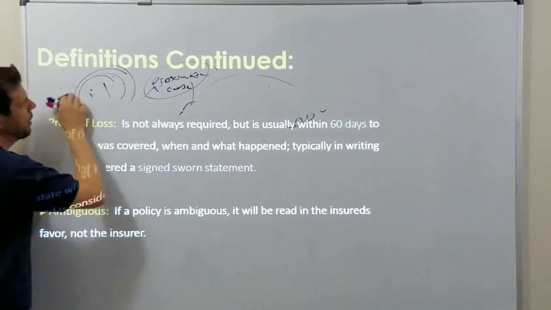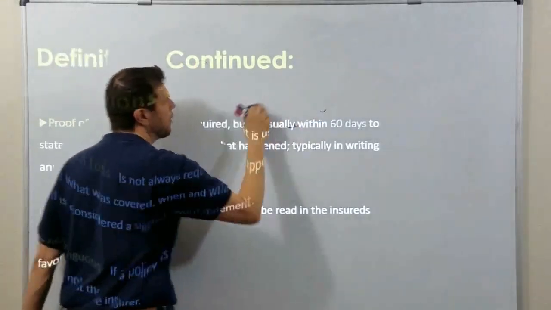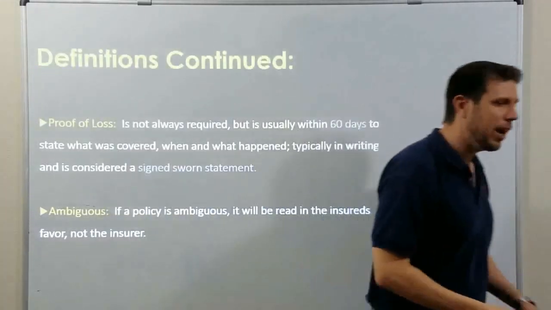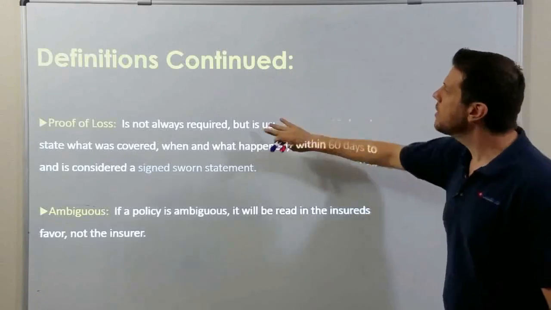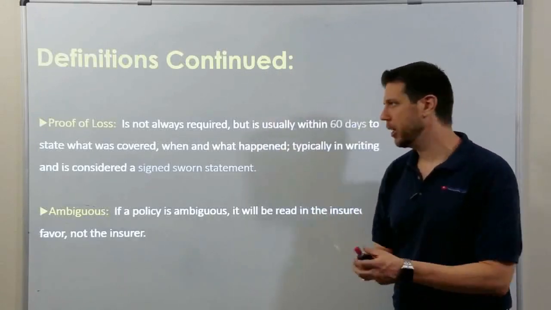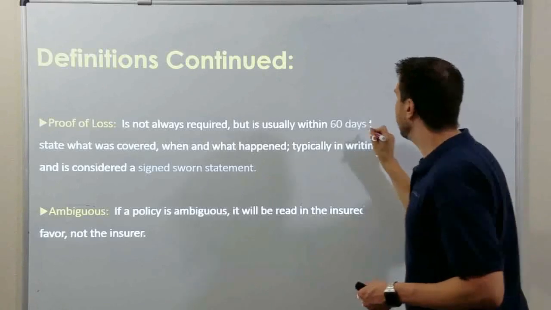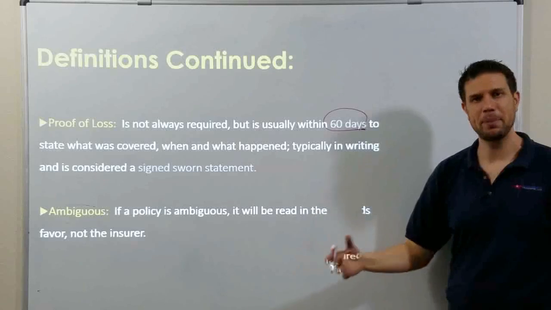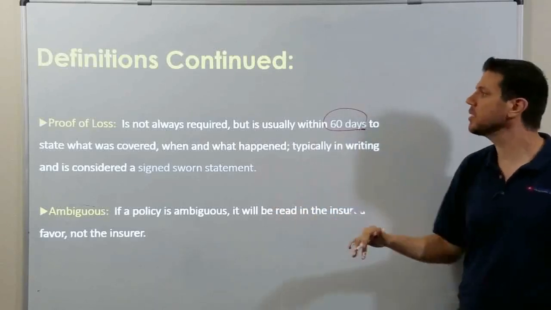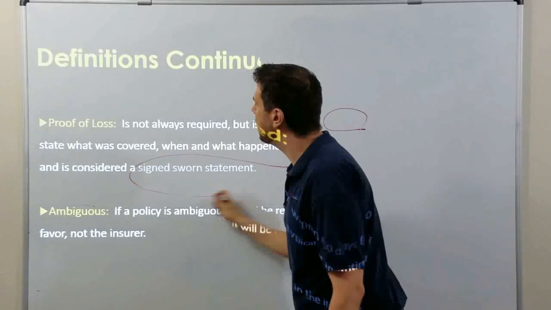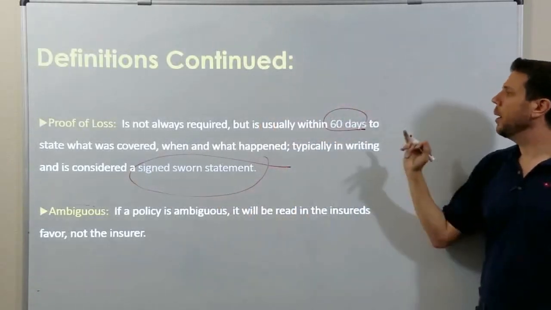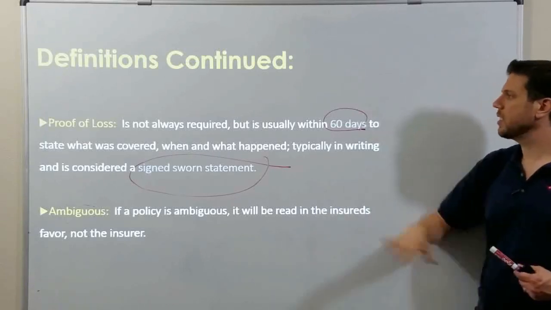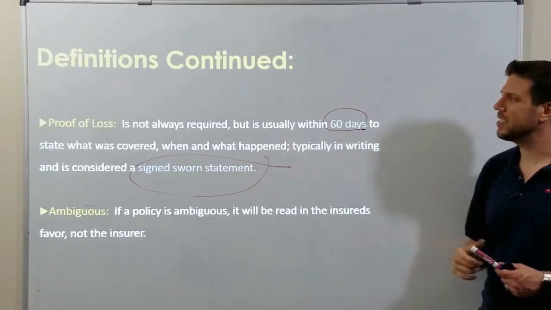Now the next definition we have is proof of loss. Proof of loss, as we covered earlier, is a signed sworn statement. Typically it's pictures of your property. We have 60 days to submit proof of loss to the insurance company. So you have to say, hey, this is what happened. Here's the proof that I had this loss. You have to sign this statement saying that you had this claim. And the insurance companies will then use this to pay out their claims. Proof of loss is a signed sworn statement that we have to submit within 60 days.